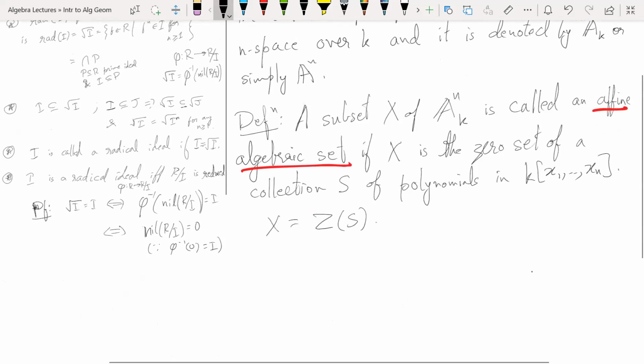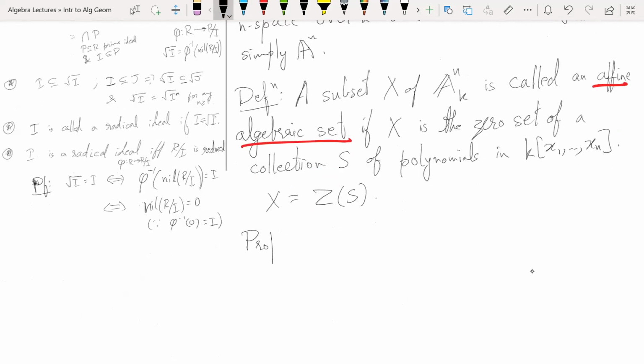So the first observation is that one need not look at arbitrary collections of polynomials in K[x1, ..., xn]. Z(S) is the same as Z of the ideal generated by S. Yeah. So that's why the ideals are important. Okay. And again, this has frozen.